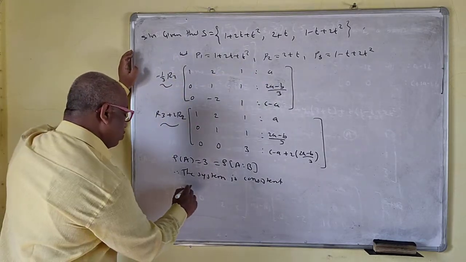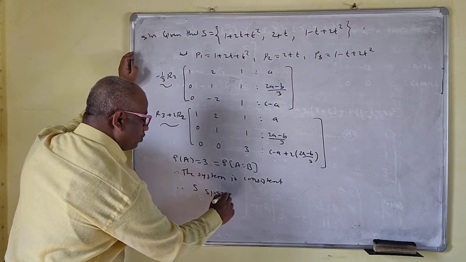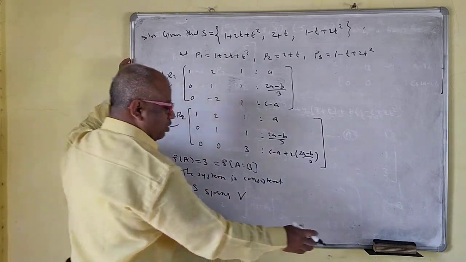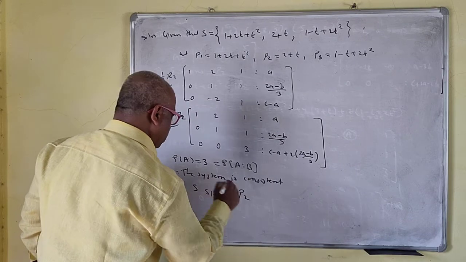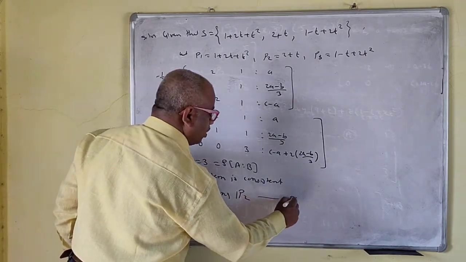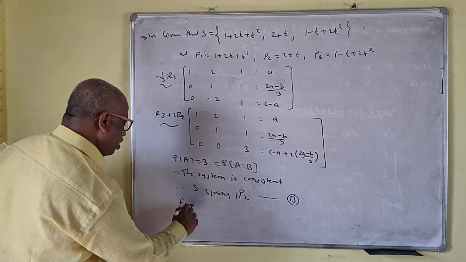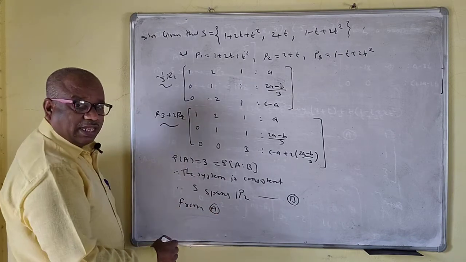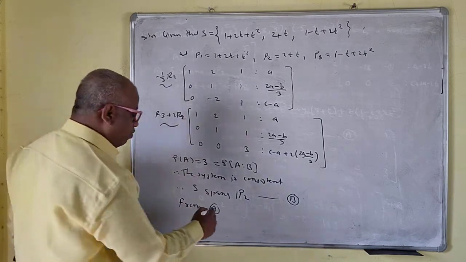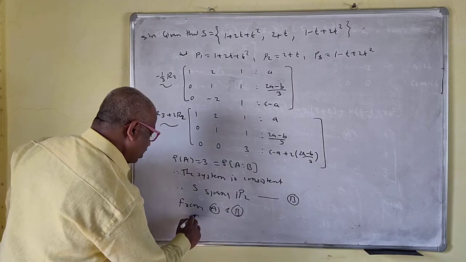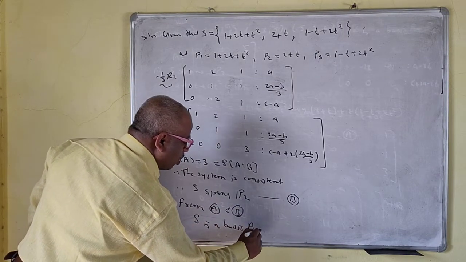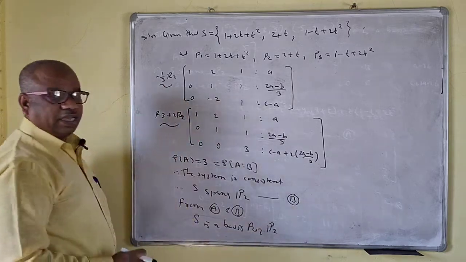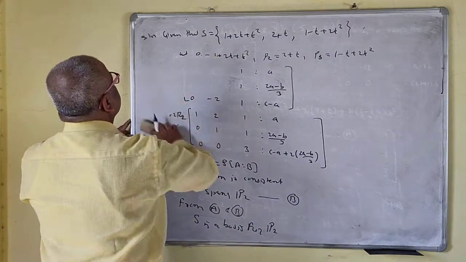Therefore, S spans P2, not R3. We call this B now. So from A, S is linearly independent, and from B, S spans P2. From A and B, S is a basis for P2.